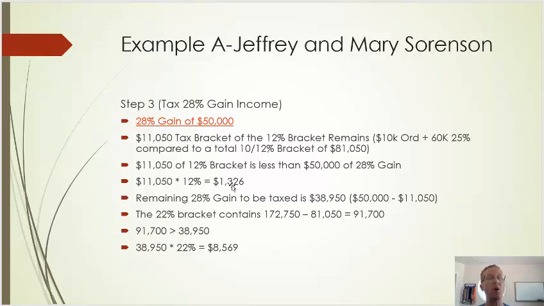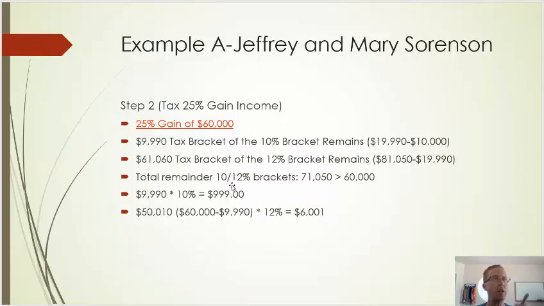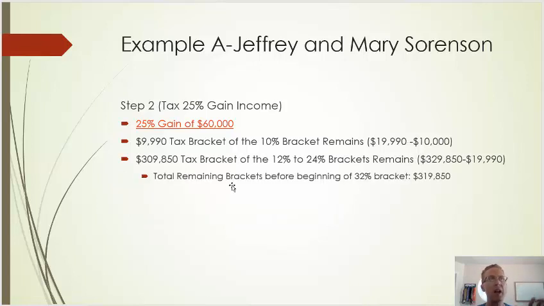Now what I'm going to do is say, okay, let's assume I could tax the 28% of $50,000. Let's say it's ordinary income, and where would that fall? Well, I've already just bumped up $70,000 of income. 10 of ordinary, 60 of 25, we were fine. Now I'm going to take it up another $60,000. So how does that work?